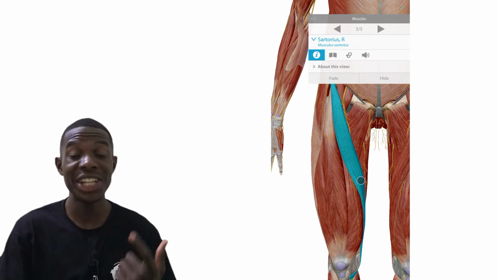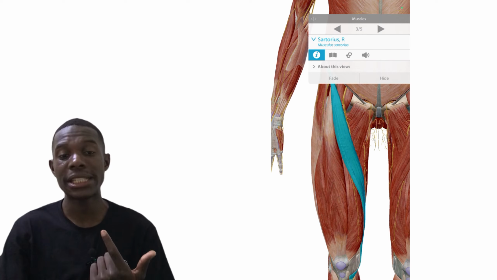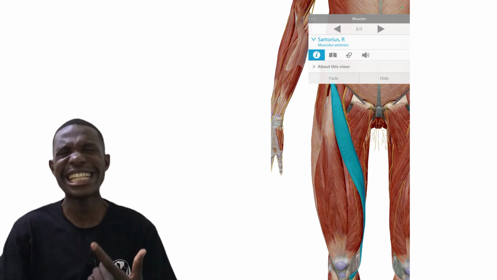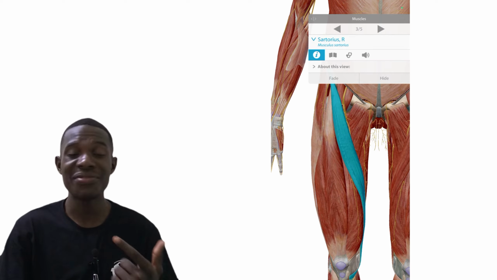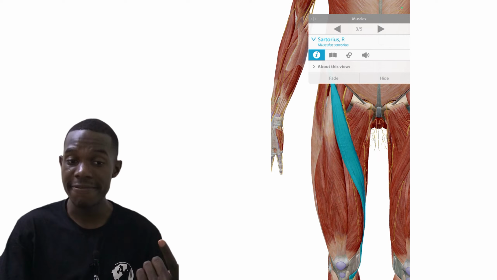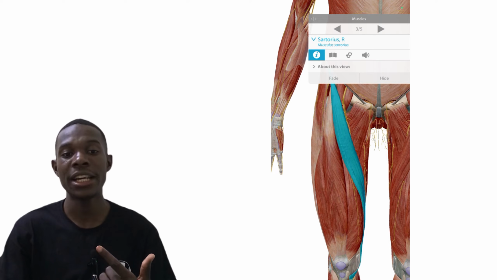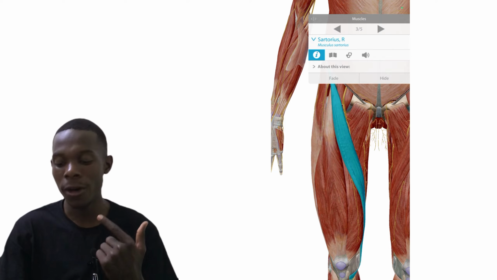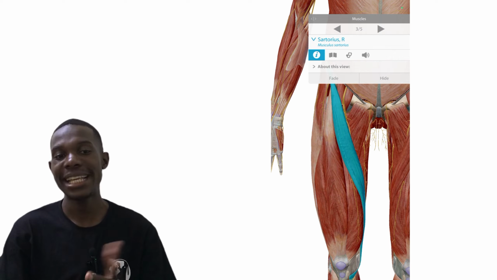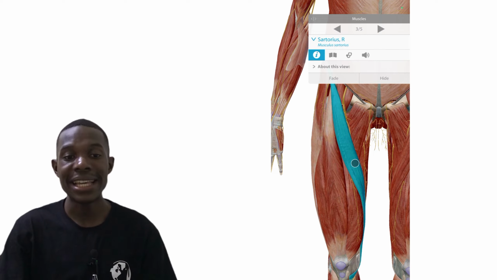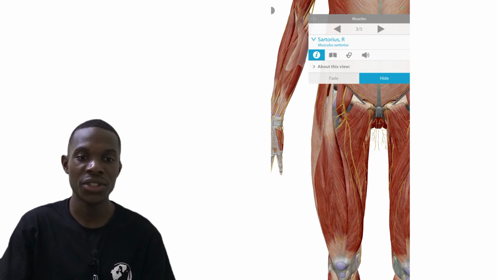And then later the sartorius is going to be pierced by the intermediate cutaneous nerve of the thigh, which is a branch of the femoral nerve. It's going to pierce the sartorius as it enters the deep fascia to supply the skin of the anterior portion of the thigh. Is it good? So that's another thing that is very important about the sartorius. So let us now hide the sartorius.